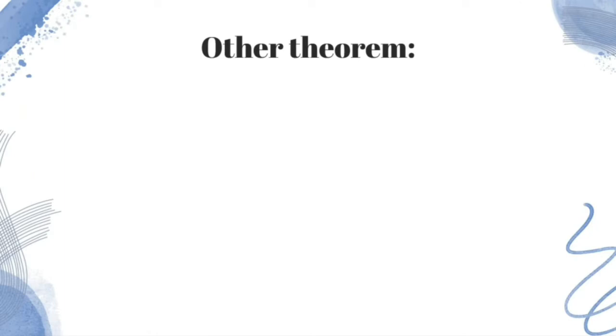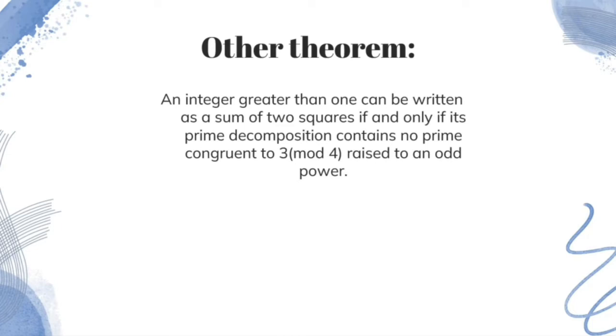There is also another theorem that we found while browsing the internet, which we can use to find whether an integer is the sum of two squares or not. An integer greater than 1 can be written as a sum of two squares if and only if its prime decomposition contains no prime congruent to 3 modulo 4 raised to an odd power. We will explain more about this theorem by giving you some examples that we have solved.